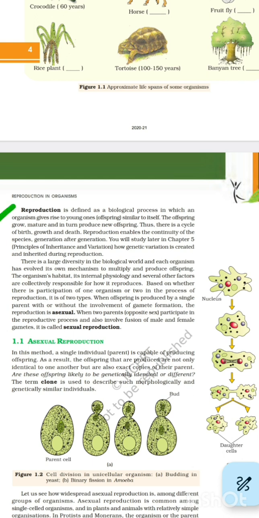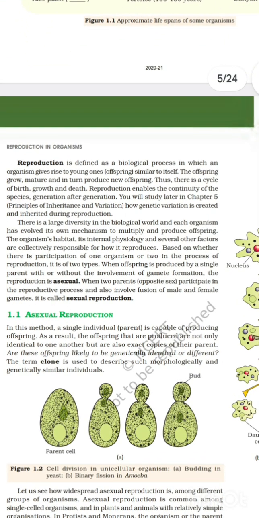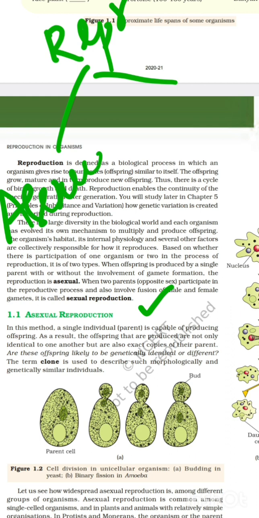So here in this paragraph the definition of reproduction is mentioned. Then the types of reproduction are mentioned. It is of two types: one is asexual and one is sexual reproduction. What is asexual reproduction? When offspring is produced by a single parent, with or without involvement of gamete formation, the reproduction is asexual. It is monoparental. But when two parents of opposite sex participate in the reproductive process and it involves fusion of male and female gametes, it is called sexual reproduction. So reproduction can be of two types: one is asexual, one is sexual.